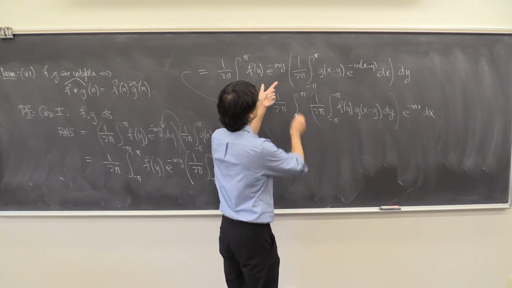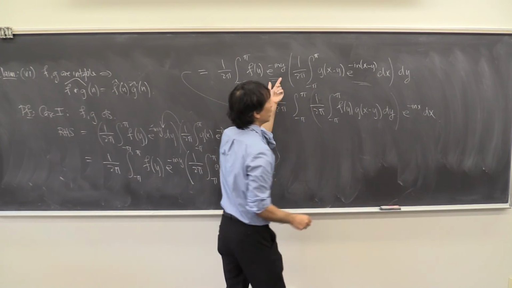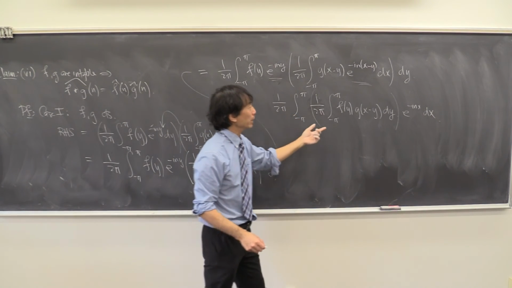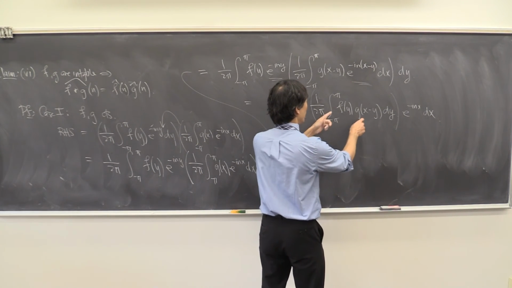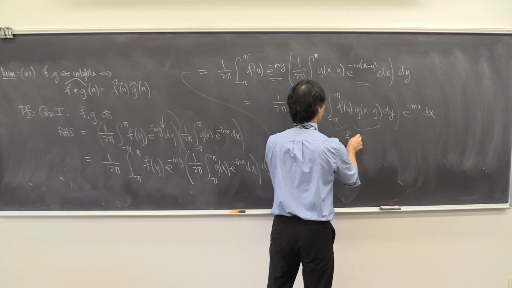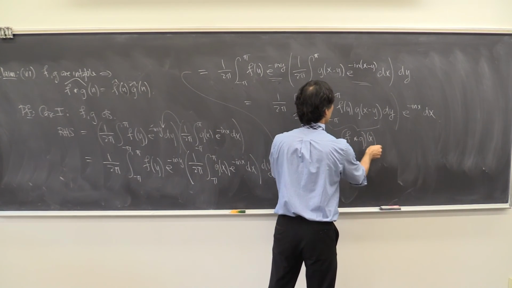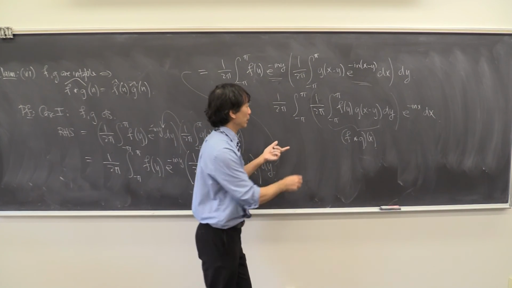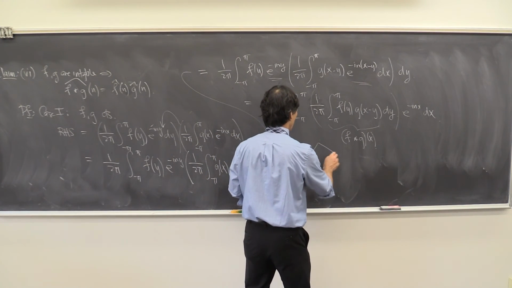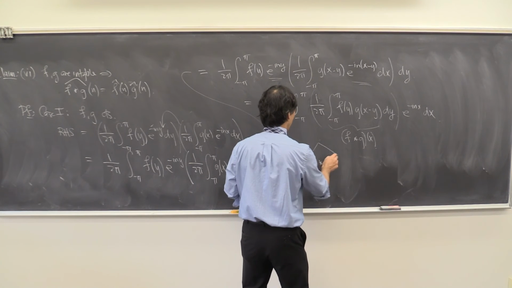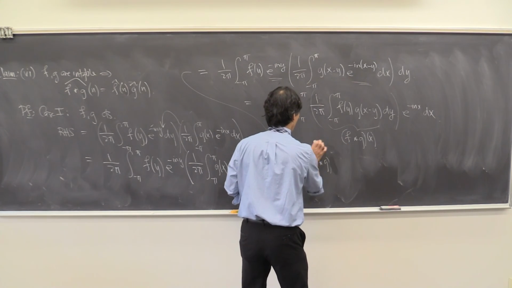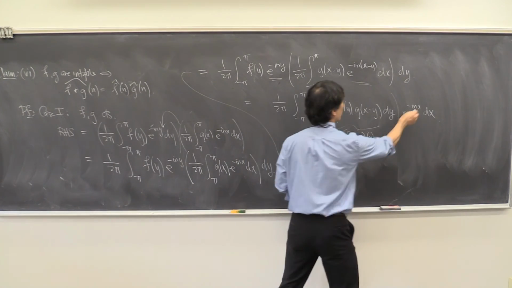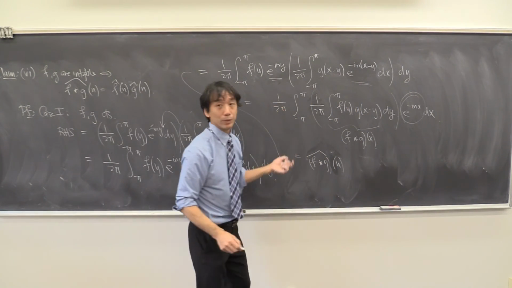Because some cancellation occurs, we're just left over with e to the negative i n x. But you see what that is? That is the convolution. This is f convolved with g at x. And so what we're getting is the nth Fourier coefficient of the convolution.